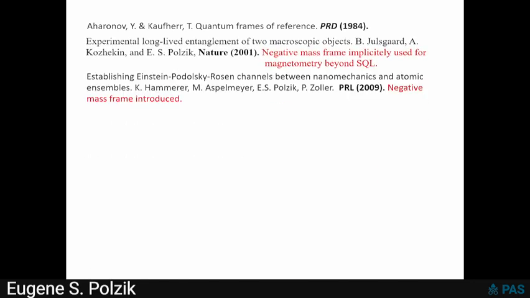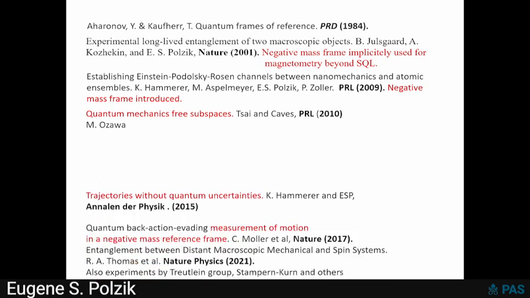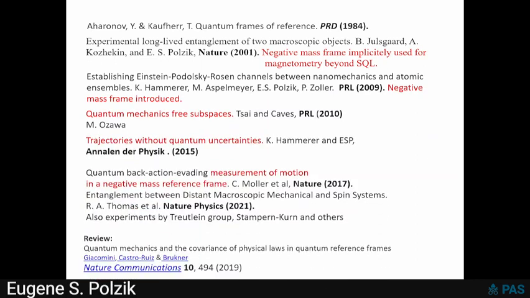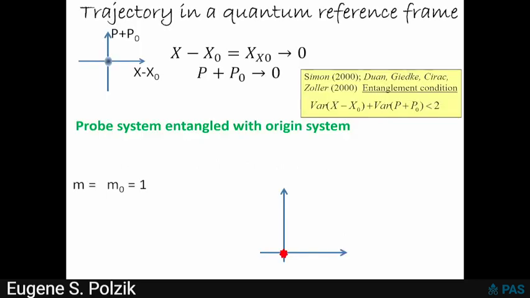There is a long list of nice papers, and I cannot go through all of them, but it started with the very general ideas of quantum frames of reference by Aharonov and colleagues. And then 22 years ago, we ran an experiment where we actually used the negative mass idea without realizing it, but achieved some good magnetometry resolution, and so on and so forth. So let's look at this negative mass reference frame.